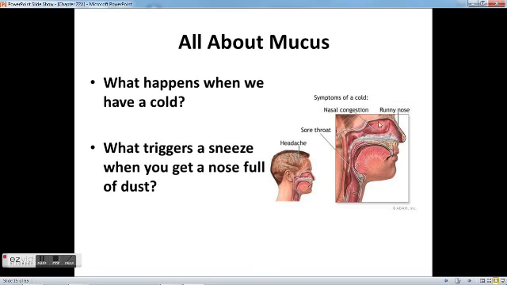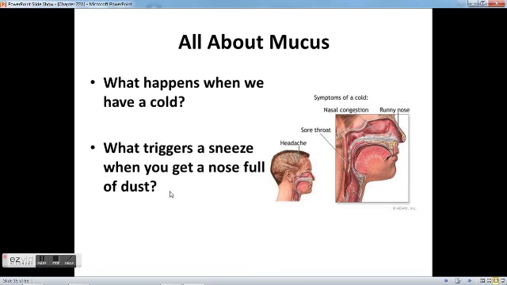Now, when we have a cold, what happens is we start to get a congestion of that mucus, right? We start to get some inflammation here in the nasal cavities. We start to produce even more mucus. And so we start to just get that mucus kind of clogging up that nasal cavity, right? You just feel like you can't breathe. Every time you blow your nose, you're blowing stuff out of it.